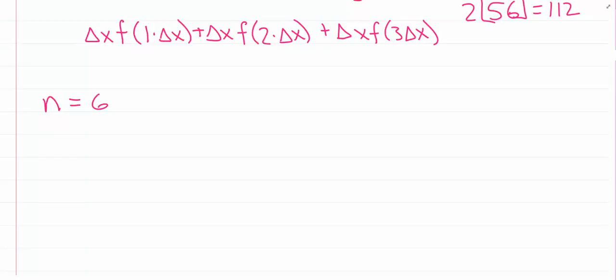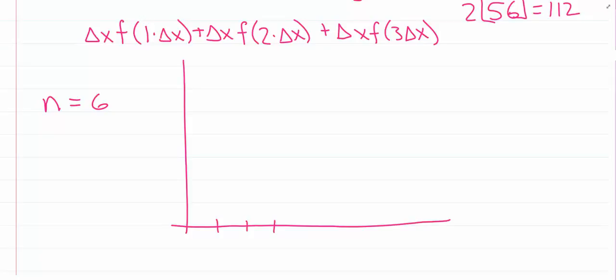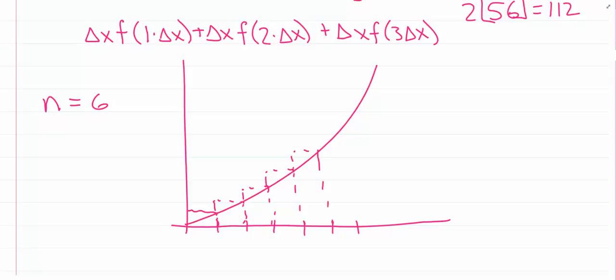If n is equal to 6, we might get a better estimate, because let's just see how that would look. We've got 1, 2, 3, 4, 5, 6. And now I've divided this thing up. Now, look. Does it look like we're going to have less error? Now, just use your imagination.